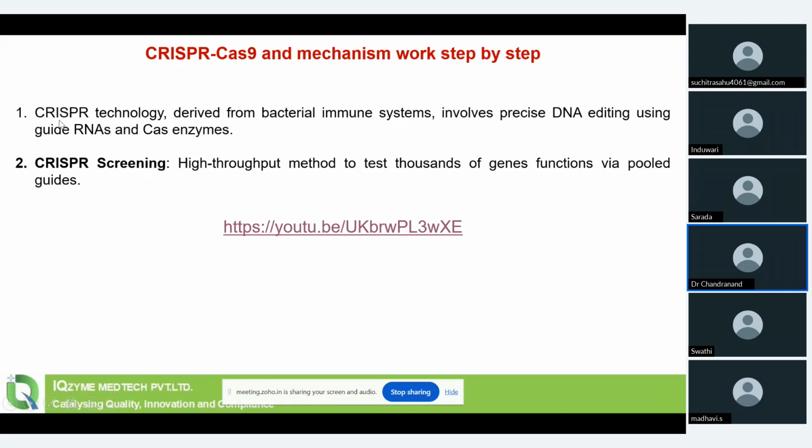Once you have a lot of CRISPR technology used on immune systems or sequences to study, and once you have created a lot of CRISPR gene database, then you need to have a screening method. That can be done easily by pooling the samples that you have studied of interest.